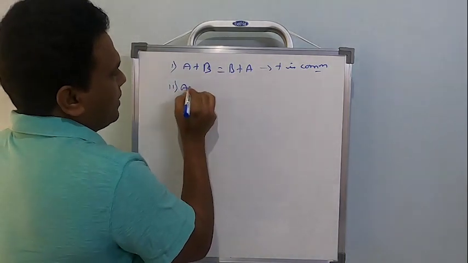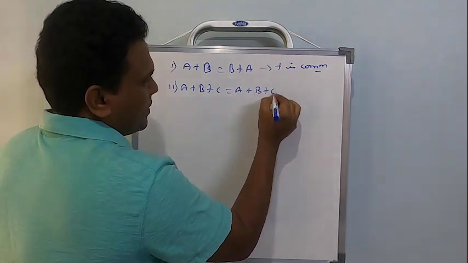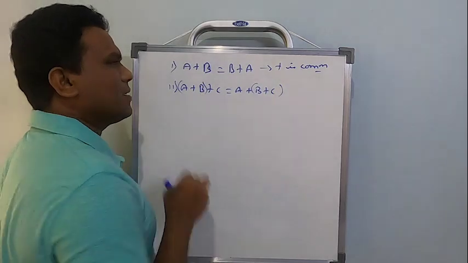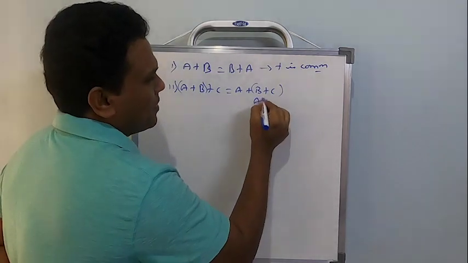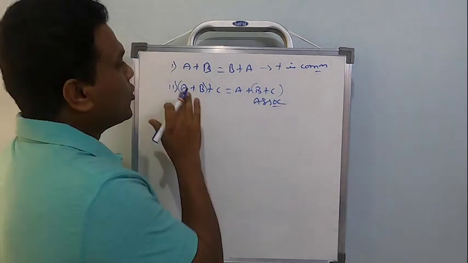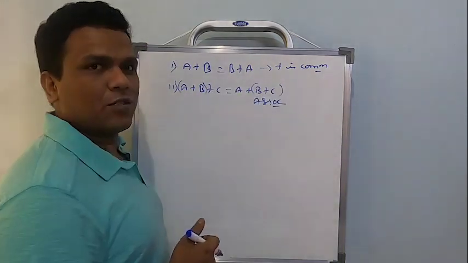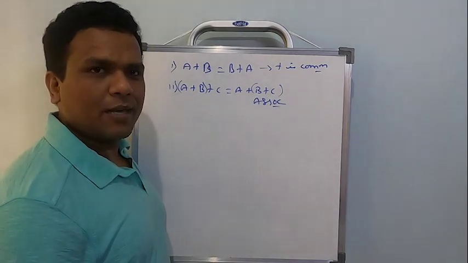And the next one, (A plus B) plus C is equal to A plus (B plus C). I know my student will remember this. This is nothing but associative property. That means matrix addition is associative. You add the first 2 and add it with the next one, or you add B plus C and add it with the first one. Answer is still going to be same.